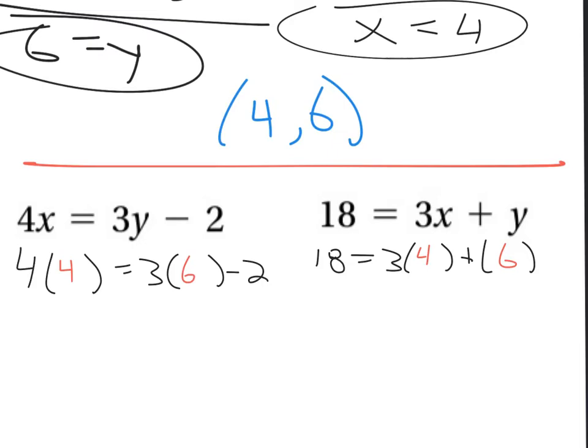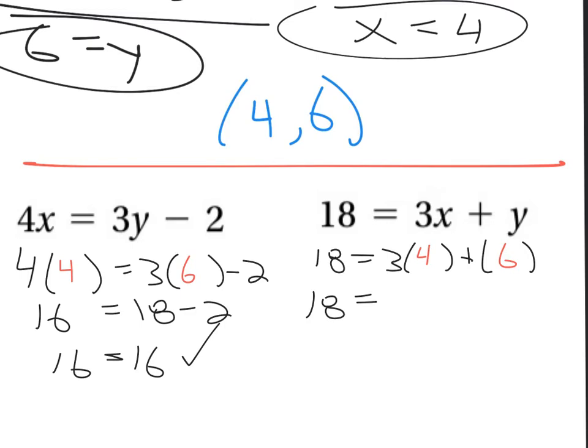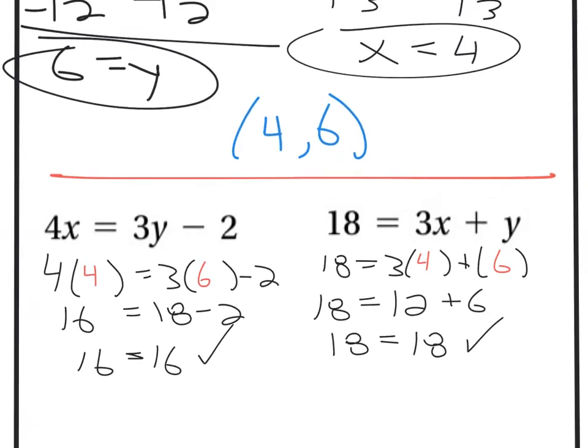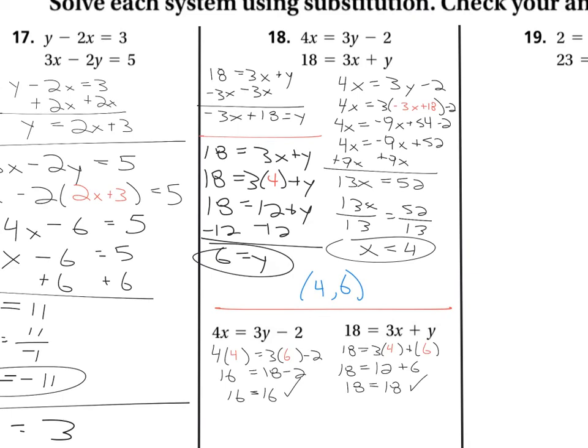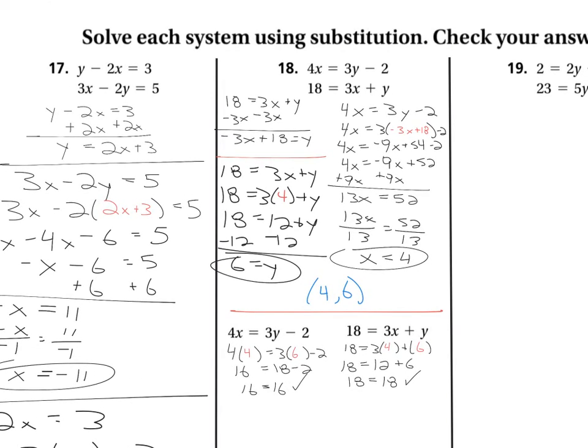So let's solve these each in turn. 4 times 4 is 16, equals 18 minus 2, or 16 equals 16. Check. What about over here? 18 equals 3 times 4 is 12, 12 plus 6 is 18. Check, this worked out. So that one worked.